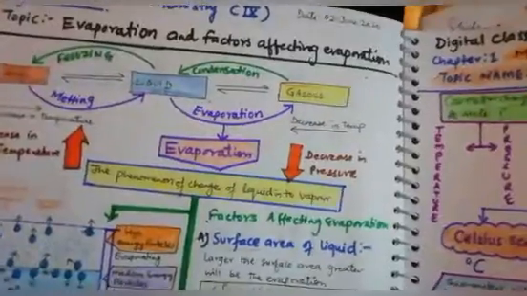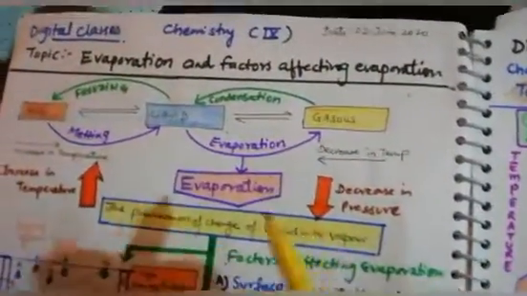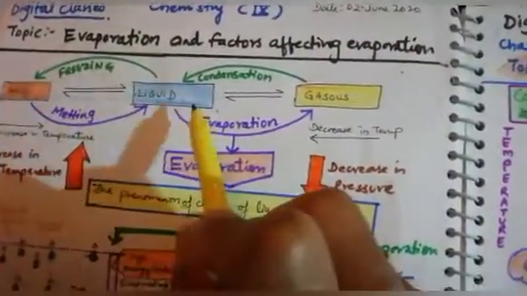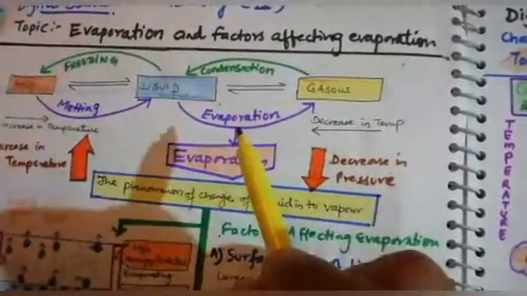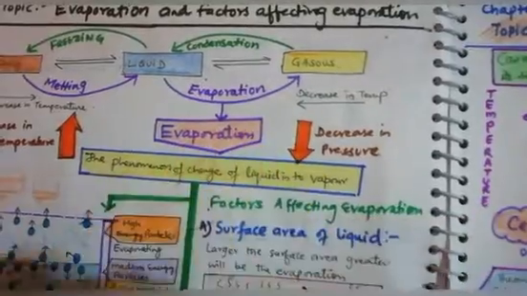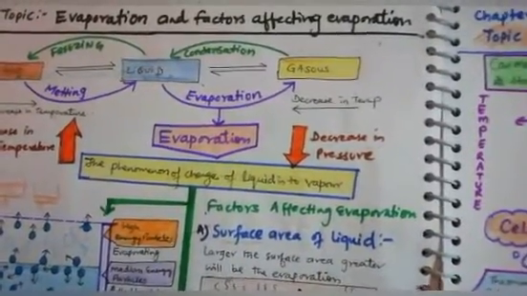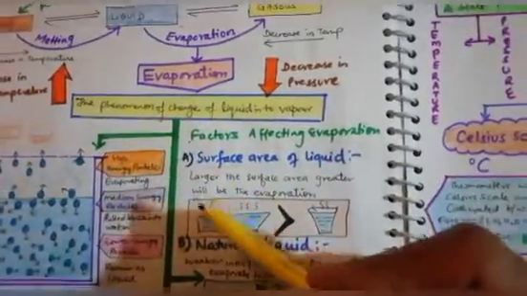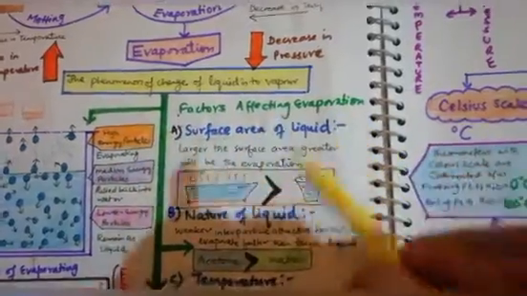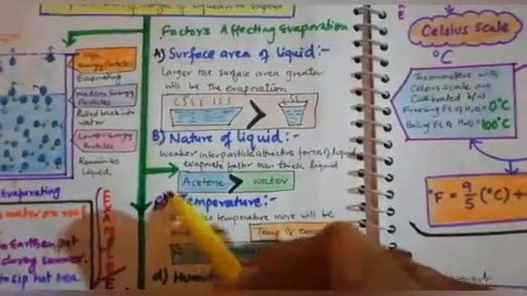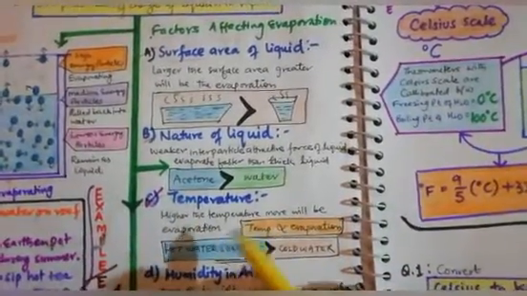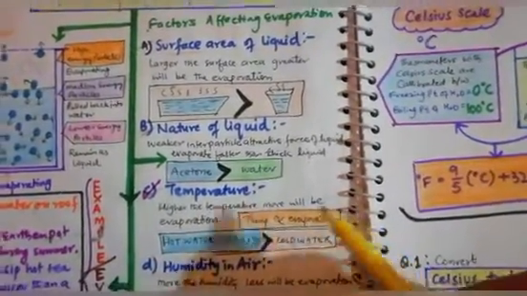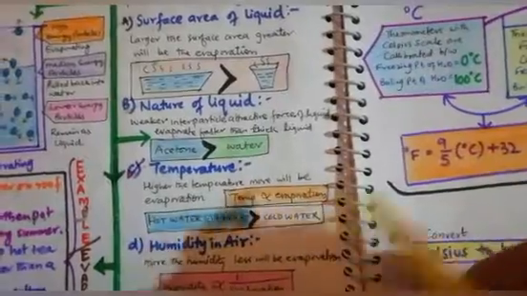In yesterday's video I cleared that interconversion is basically when solid changes into liquid and then into gas. Solid changing into liquid is called melting, and liquid changing into gas is called evaporation. Yesterday we discussed this topic. In evaporation we discussed the factors affecting evaporation, and one of the major factors was temperature. The more the temperature increases, the more the evaporation. It means temperature is directly proportional to evaporation, as hot water will evaporate faster than cold water.